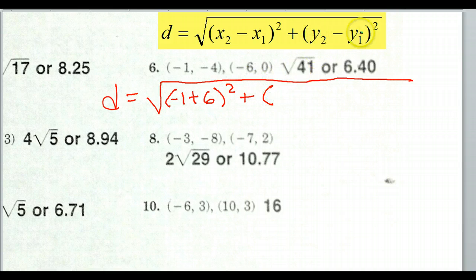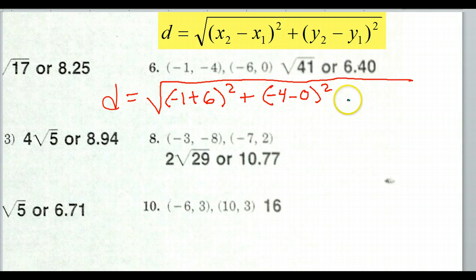Now I'm going to do the y minus y squared. So -4 minus 0. Or I could have done 0 plus 4. But I'll just stay in the same order and say -4 minus 0 squared. So that is how you set up the distance formula for these numbers.